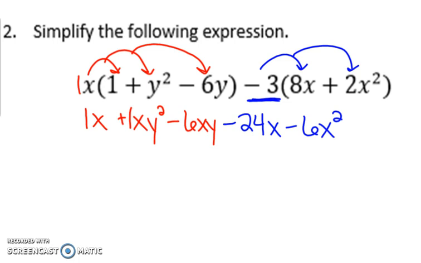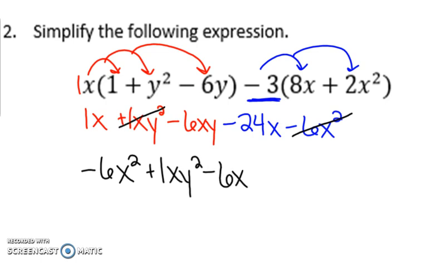My highest power is 2, so it becomes -6x squared. I'm going to cross it out so I don't forget that I used it. Well, now I have xy and xy squared. Well, y squared comes first, so it becomes +1xy squared minus 6xy.